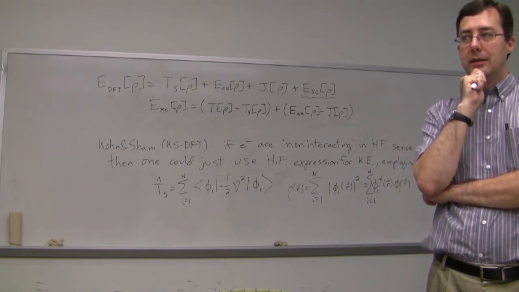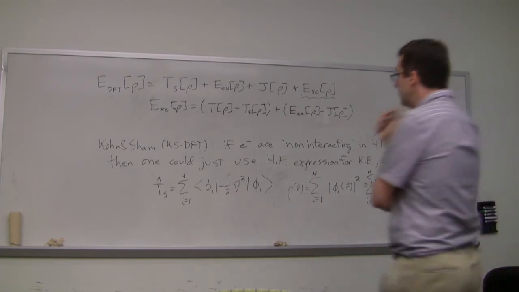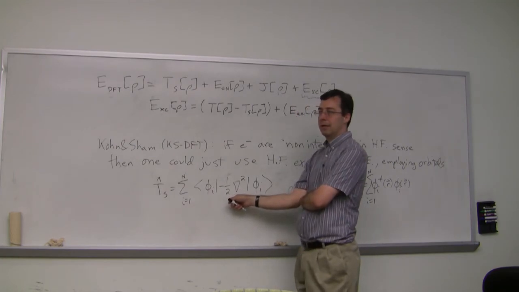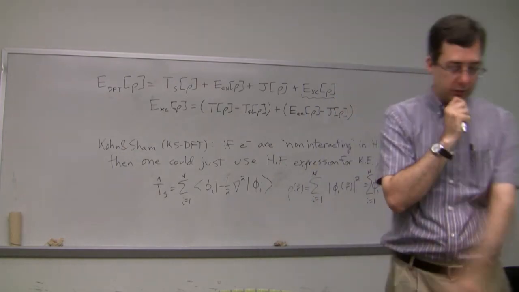If not, where do I get these orbitals from? If you give me some orbitals, I can compute this without a whole lot of trouble. But where do I get the orbitals from? Well, it looks kind of like Hartree-Fock theory.